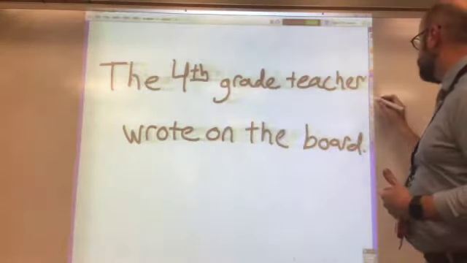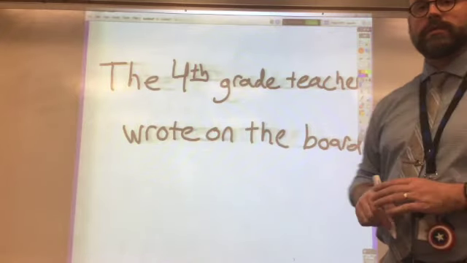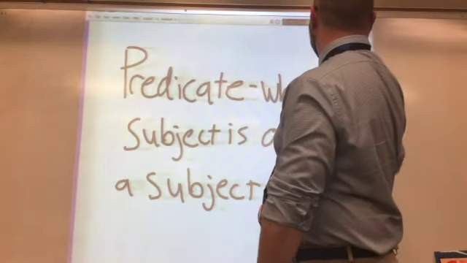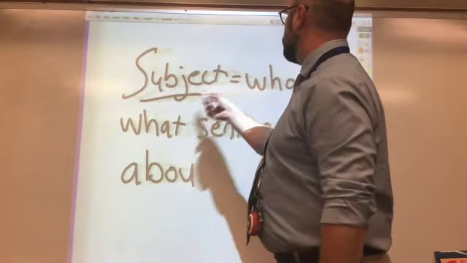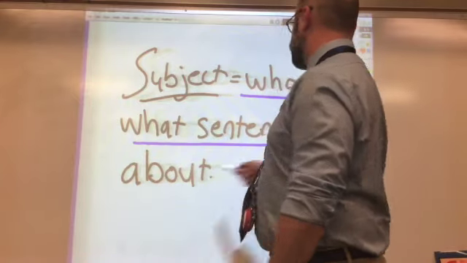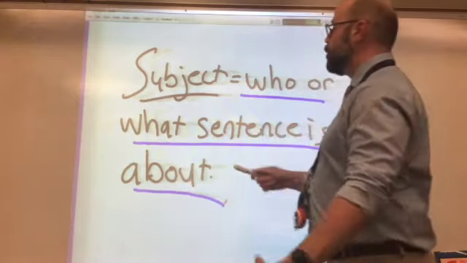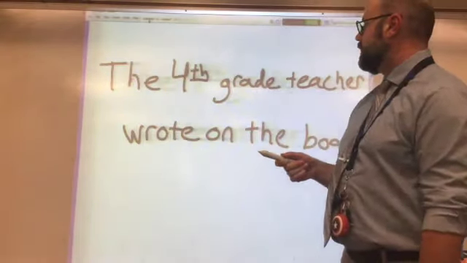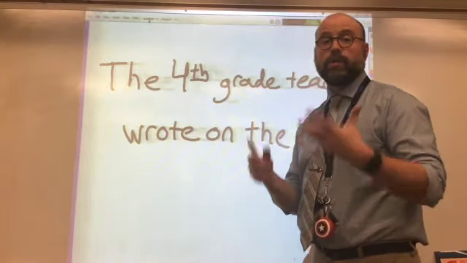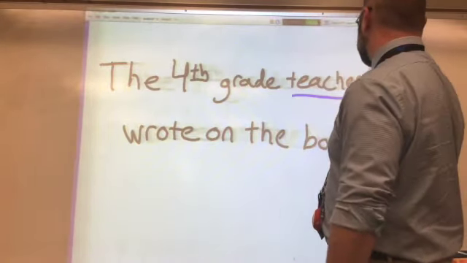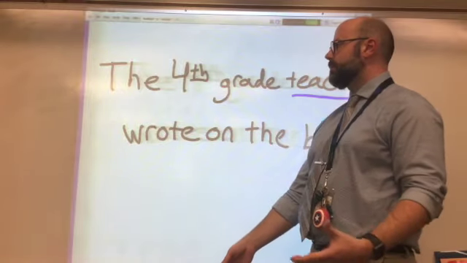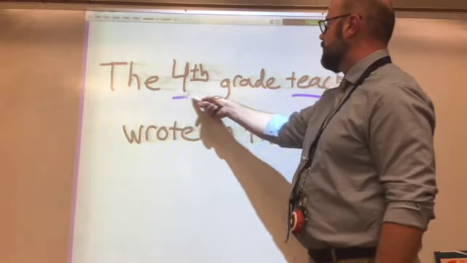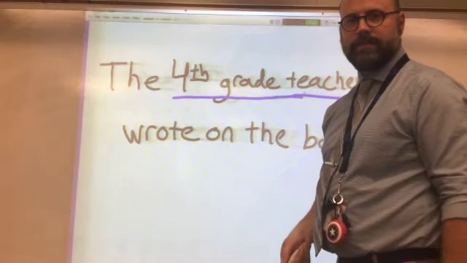Let's find the complete subject. Remember, the subject is who or what the sentence is about, and the complete version of that is everything that's about. Well, let's start by finding the simple subject. Who or what is it about? Teacher. It's about a teacher. But what specific kind of teacher? The whole thing describing that teacher. A 4th grade teacher, right?